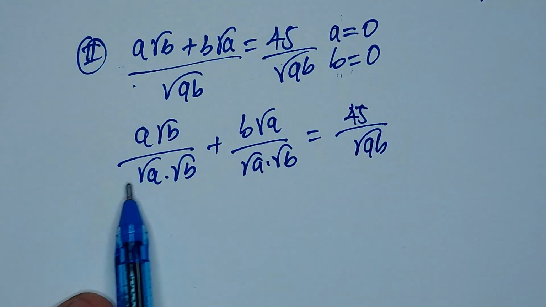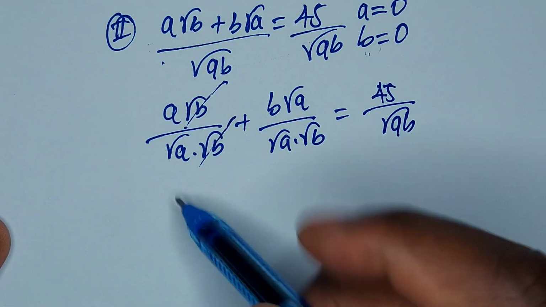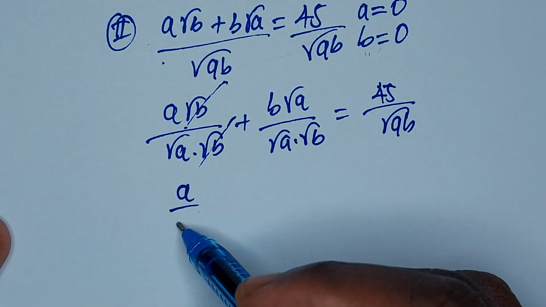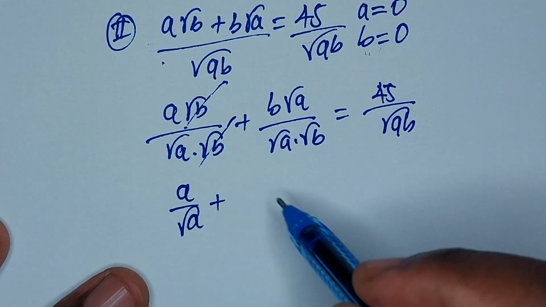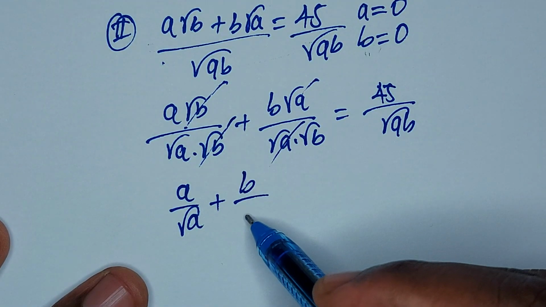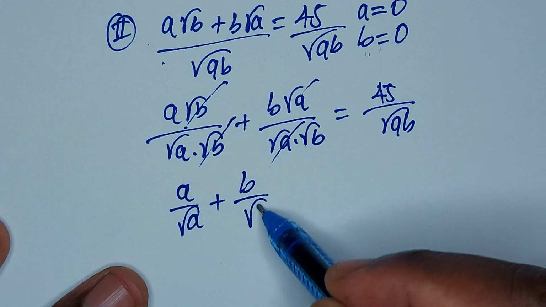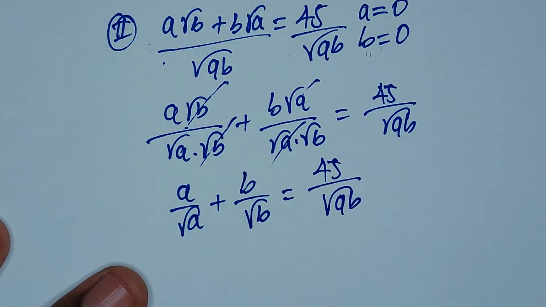Okay, so we have this now, and this goes with this, and we're left with square root of a over square root of a, plus, and then we have this go with this, we have b over square root of b, and this is going to be 45 divided by square root of ab.